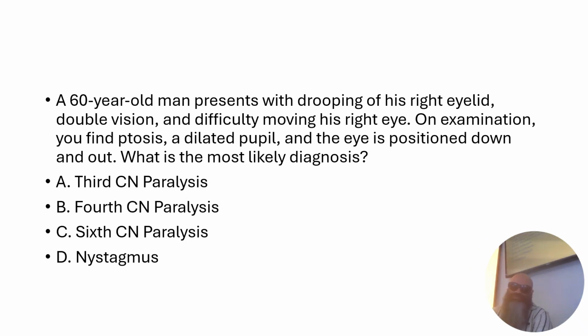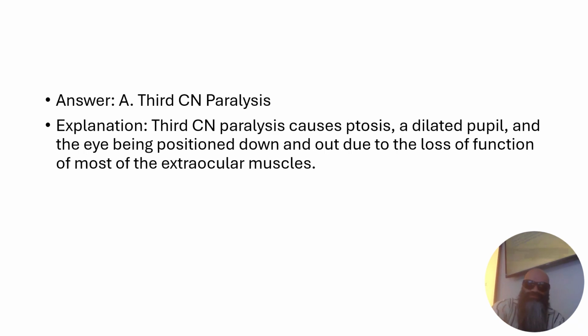60-year-old man presents with drooping of his right eyelid, double vision, difficulty moving his right eye. You'll find ptosis, dilated pupil, eye is depressed and out. What is the most likely diagnosis? A, third nerve. Okay. Yeah, you got it. So associate these symptoms with the specific cranial nerve palsies.